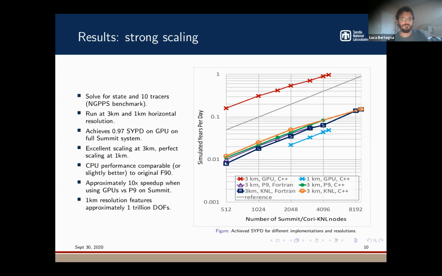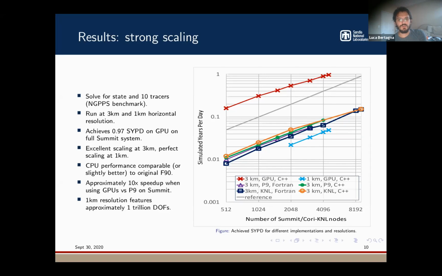Our CPU performance, on the other hand, is still comparable or slightly better than the original Fortran 90. Remember, we want to be performance portable, meaning that on each architecture we achieve the best or a reasonable performance for that architecture. And as a remark, the 1 kilometer resolution approximately features 1 trillion degrees of freedom, so quite the problem.